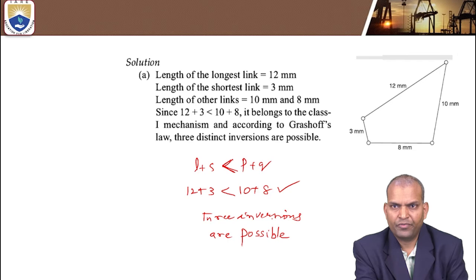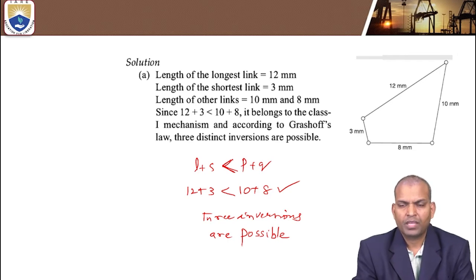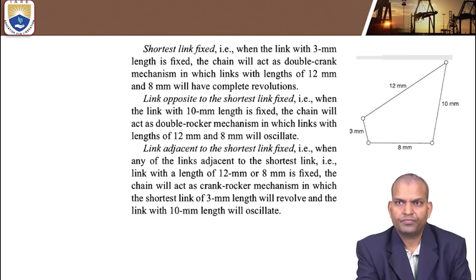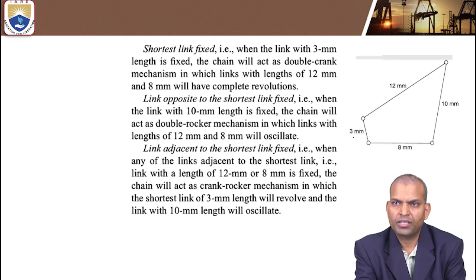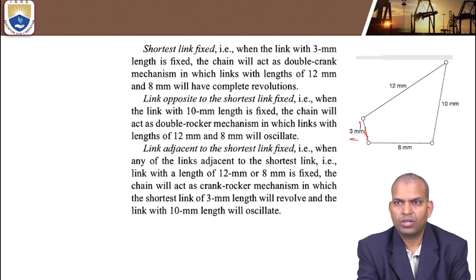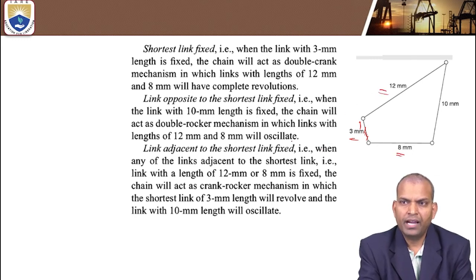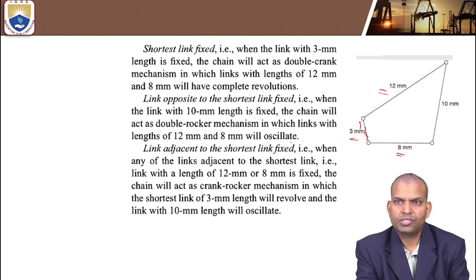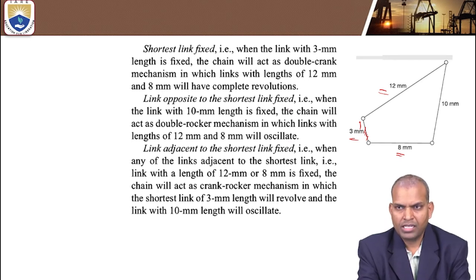Now, the next step, we have to find out the different inversions. Next step is the shortest link fixed. What is the shortest link in this figure? 3 is fixed. When the link of 3 mm length is fixed, the links beside the shortest link, 12 millimeters and 8 millimeters, will have complete revolutions. Then it is known as a double crank mechanism.